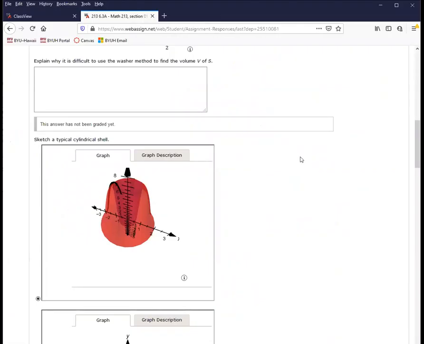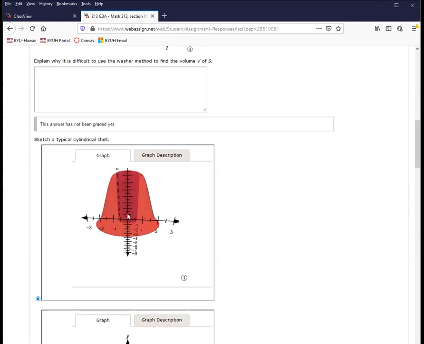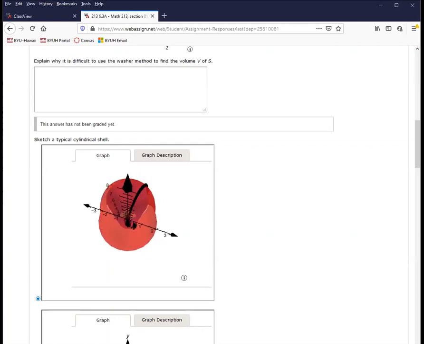Also, there's another part that's asking you about the cylindrical shell. So let me just show you it right here. Along the positive x, here we have the curve. It goes up like that. You can kind of see that rotating. The curve goes up and then down. That's what we had.